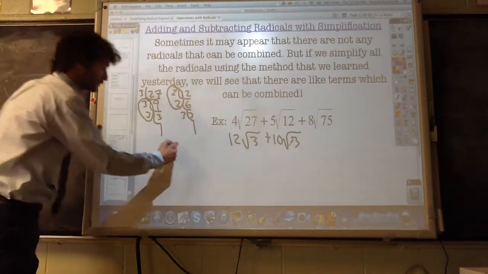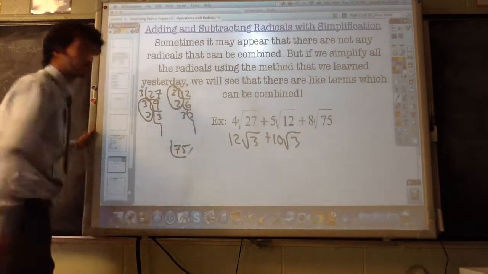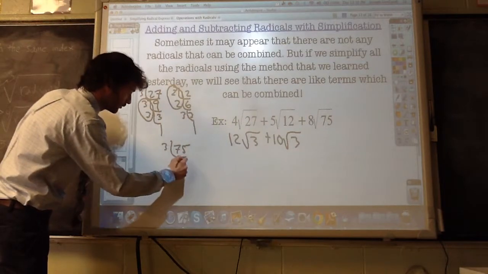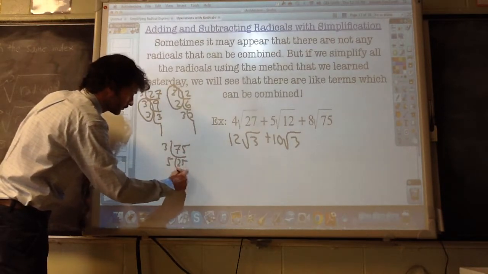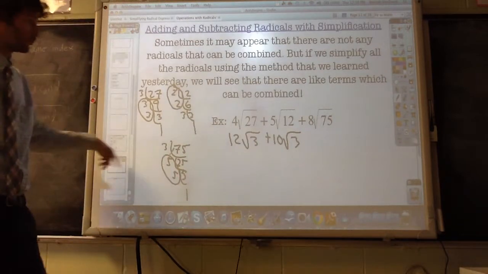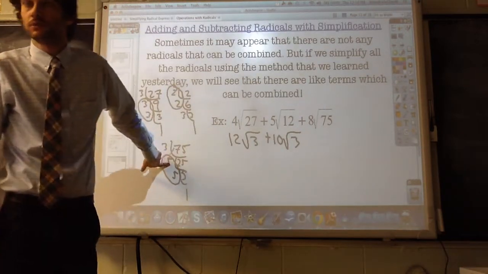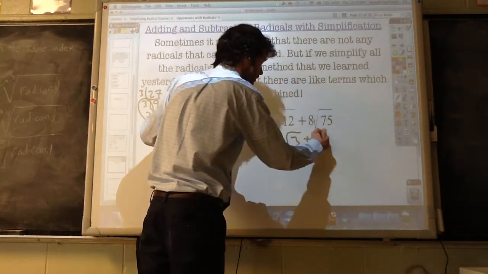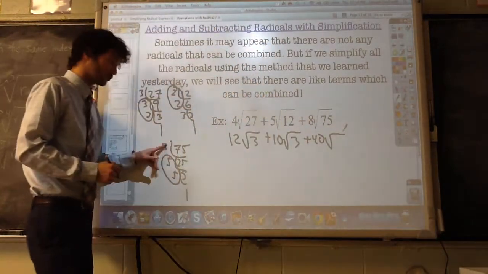Then I need to factor 75. What's the smallest number that goes into 75? 3. 3 goes in 25 times. 5 goes into 25 5 times. 5 goes into 5 1 time. 5 is prime. So I get to pull out 5, 5 times the 8, which gives me 40 times the square root of 3.